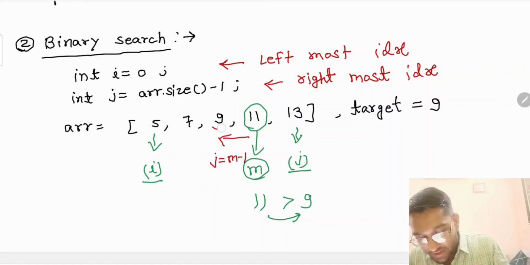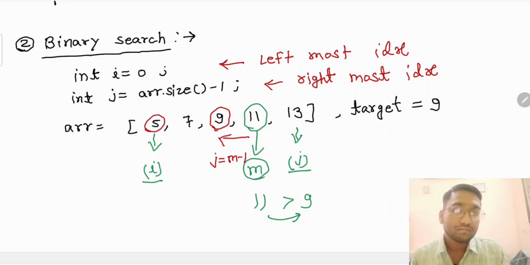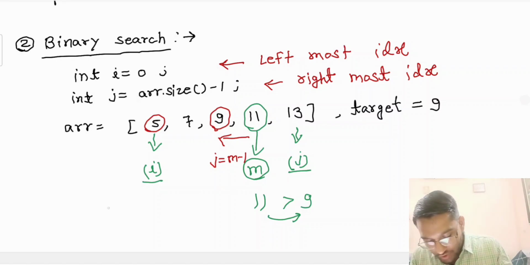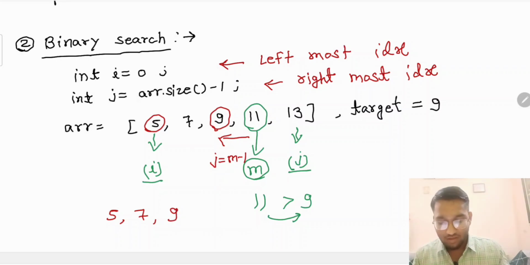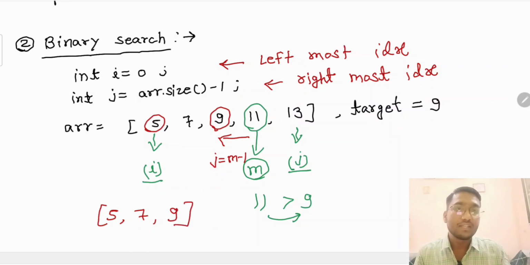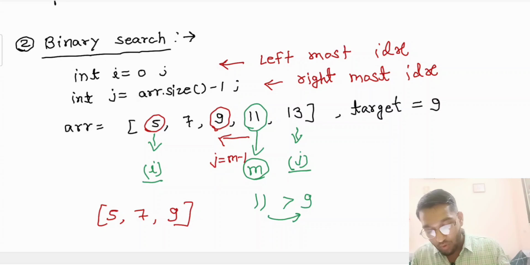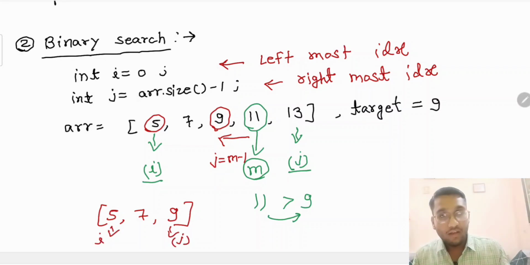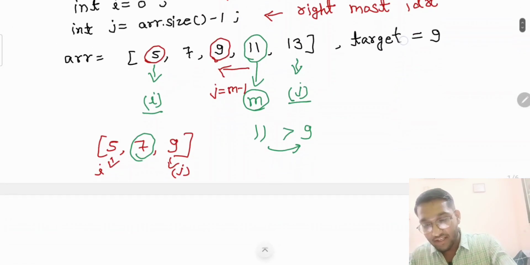Now J becomes this and I becomes this. So our portion of the array now becomes shorter. It becomes 5, 7 and 9. Now our array becomes this only. It reduced the portion of searching in the particular array. Suppose again we start, it is I, it is J. Suppose that particular mid element of I and J occurs here. That is again M.